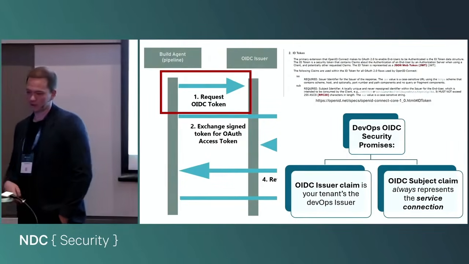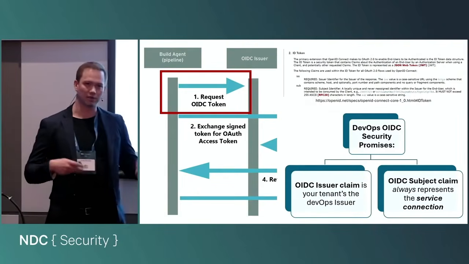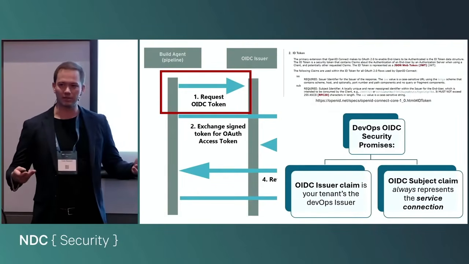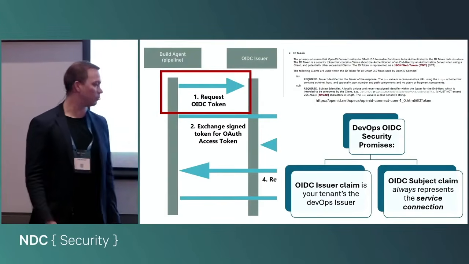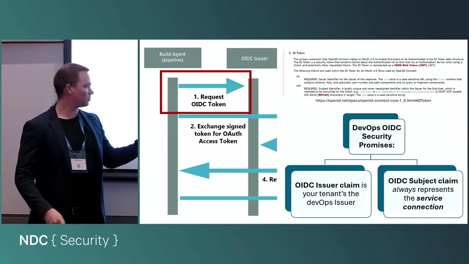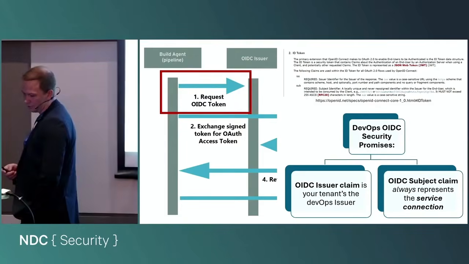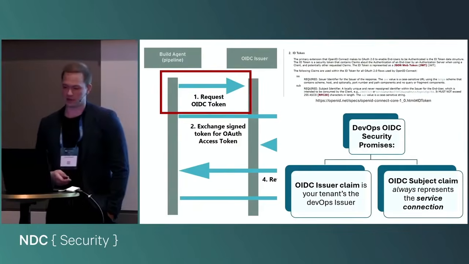This is different than, for example, in GitHub. In GitHub, you can have a subject that would be, for example, a branch, or it could be an environment, and so you can kind of differentiate which branches can perform this flow. In DevOps, it's different. It's always just the service connection. So that's enough of background. Now we're going to get a bit into the actual vulnerability itself.